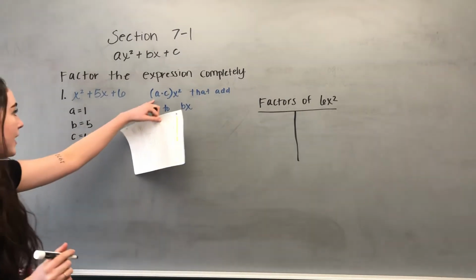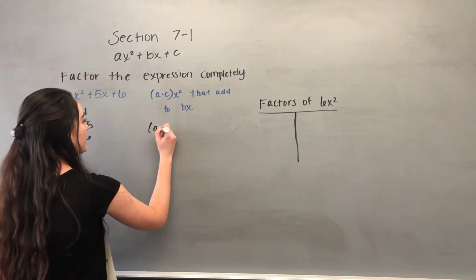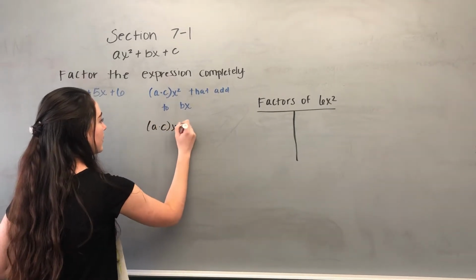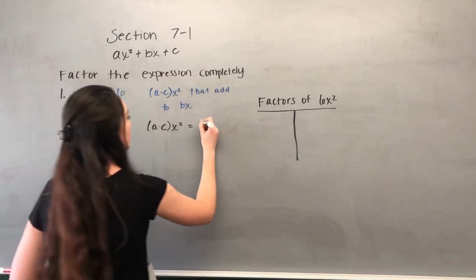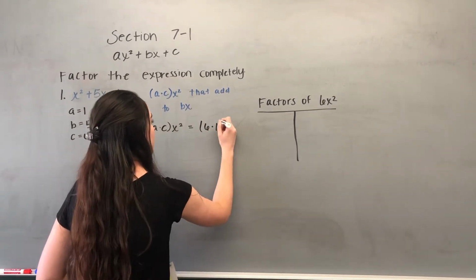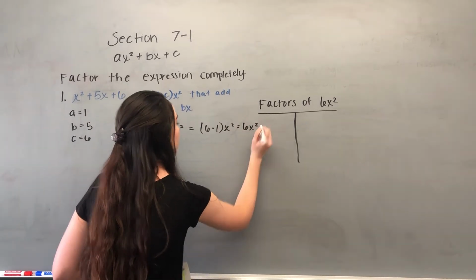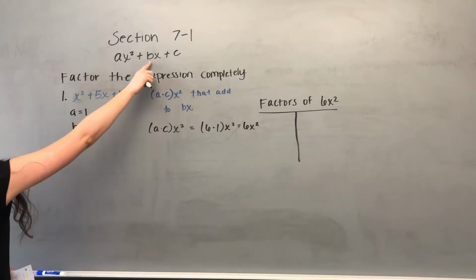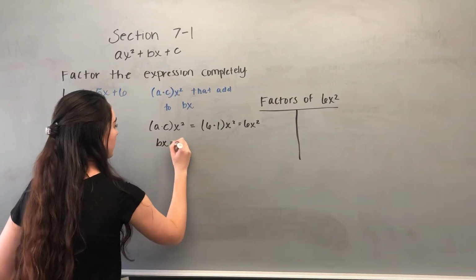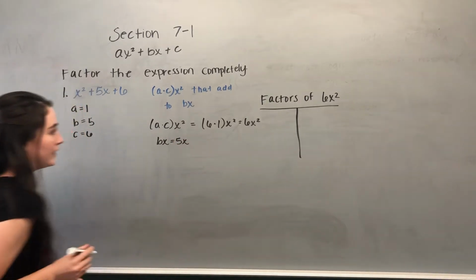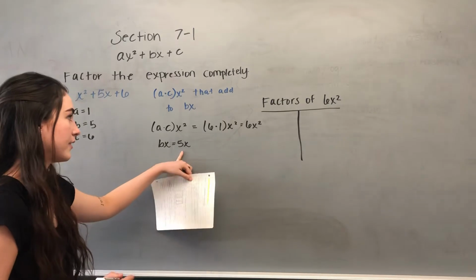So we need to find the factors of a times c x squared. So if a is 1 and c is 6, it's going to be 6 times 1 x squared, and that equals 6x squared. And bx, we know bx is 5x. So we need to find the factors of 6x squared that add to 5x.